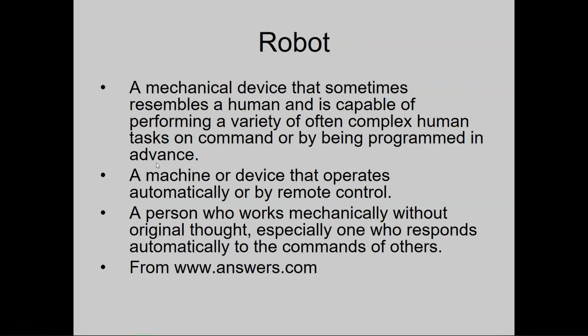All right. So a robot is a mechanical device that sometimes resembles a human and is capable of performing tasks on command by being programmed. It operates either automatically or by remote control.